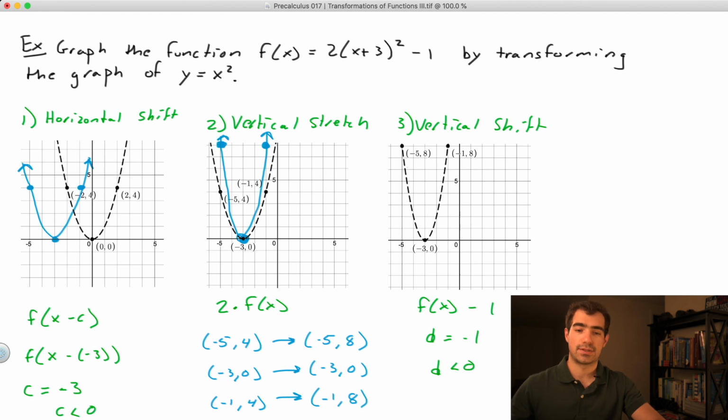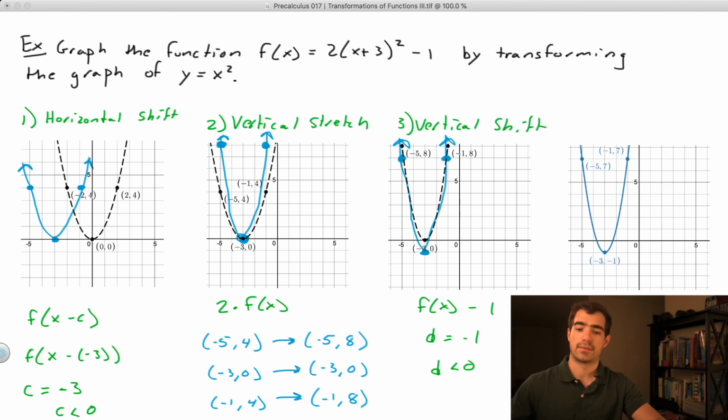And so taking each of these points here and shifting them down by 1, we'll move negative 5, 8 to negative 5, 7. We'll move negative 1, 8 to negative 1, 7. And we'll move negative 3, 0 to negative 3, negative 1. And we can once again kind of roughly sketch that graph here and then copy and paste that into one more graph here, which now represents our final answer.